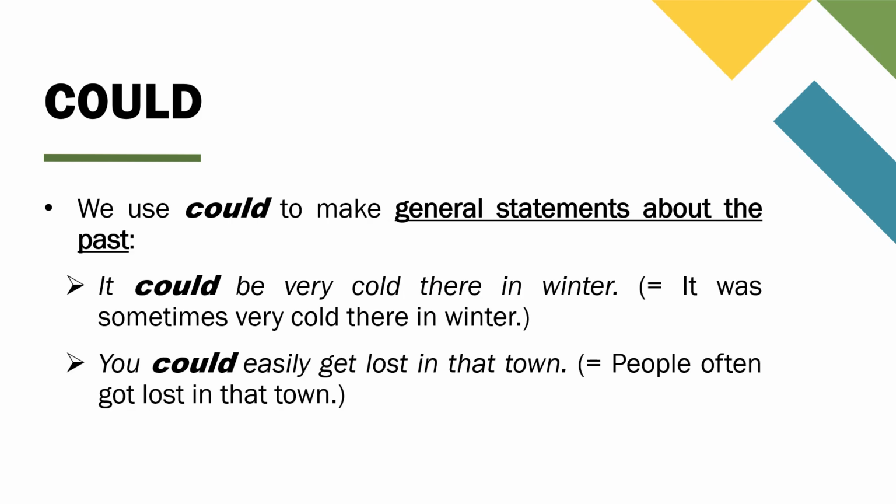We use could to make general statements about the past. For example, it could be very cold there in winter. You could easily get lost in that town.